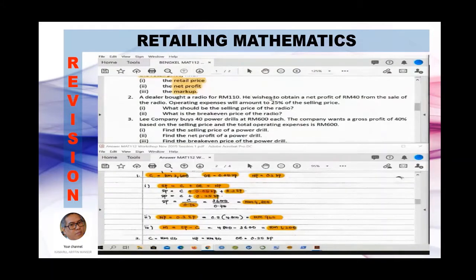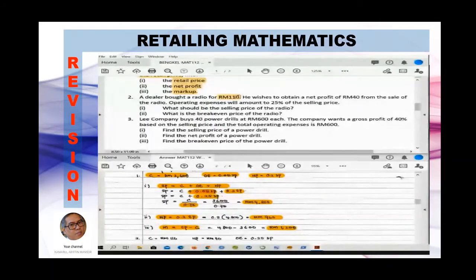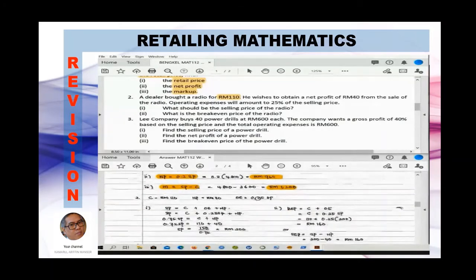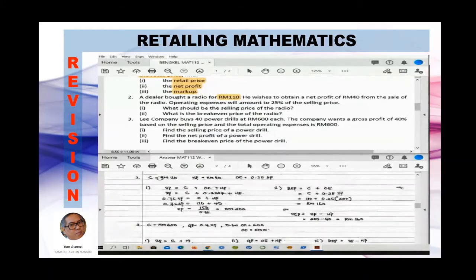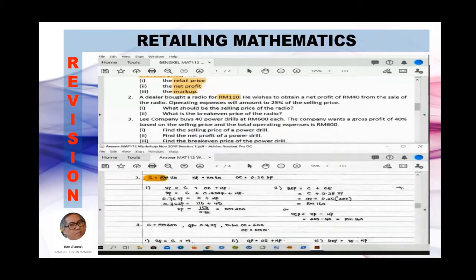So it says here dia beli dengan harga 110 ringgit. So ini adalah dia punya cost sebab dia beli. So untuk dapatkan radio tersebut dia terpaksa keluarkan duit sebanyak 110 ringgit. So that's why kalau you tengok dekat dia punya solution kat sini, dia punya cost adalah 110 ringgit. Okay. So cost 110 ringgit.